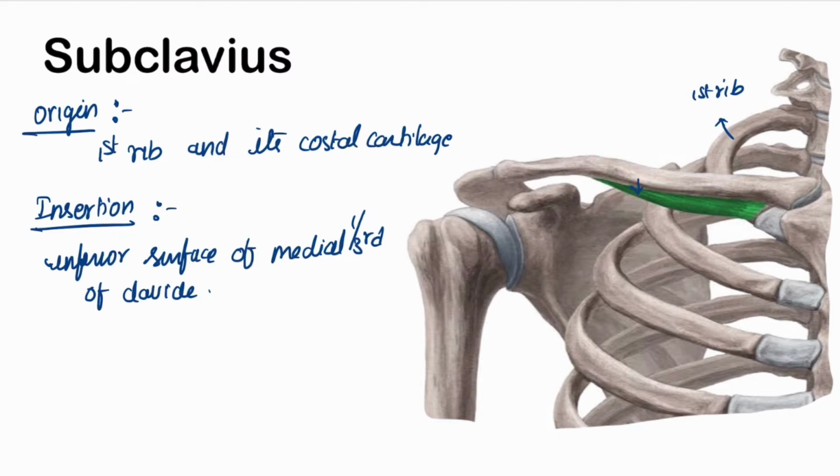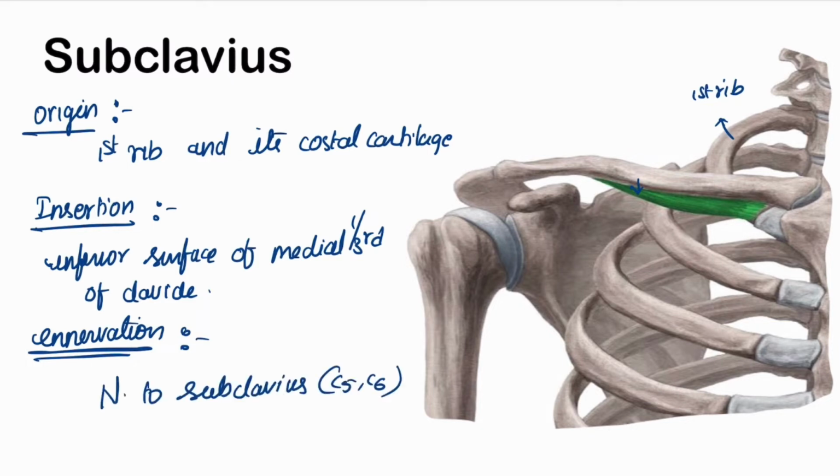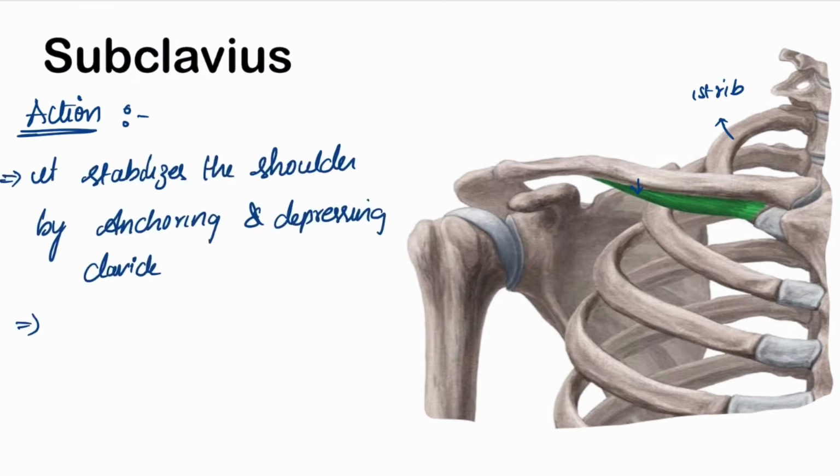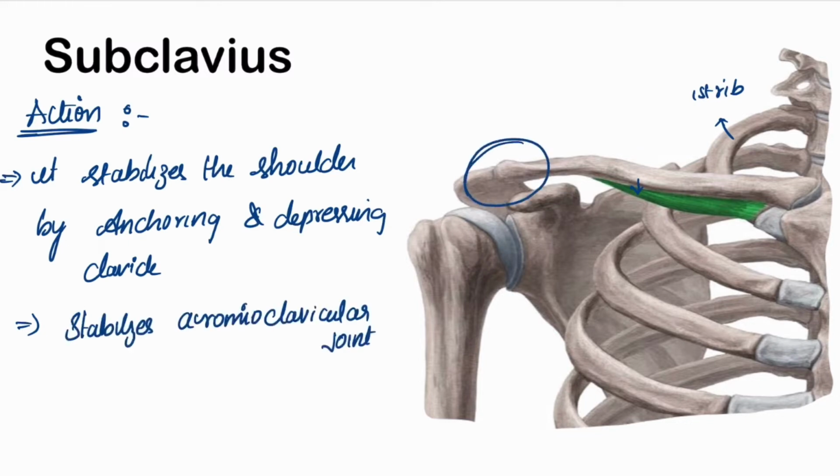Now let us see the innervation. This is innervated by the nerve to subclavius. Now let us see the action of this subclavius muscle. It stabilizes the shoulder by anchoring and depressing the clavicle. And it also stabilizes the acromioclavicular joint. This is the acromioclavicular joint. This is the acromion process and this is the clavicle. And that's all about the subclavius.